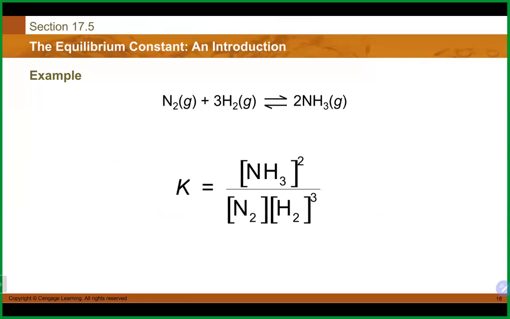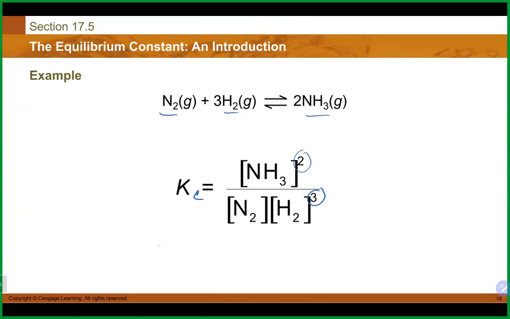All right, so if we look at this reaction here, we would take our products, which in this case is the concentration of NH3. We would square it because of the coefficient, divided by the concentration of N2 and the concentration of H2, which would be cubed. And once again, this would be our Kc value.